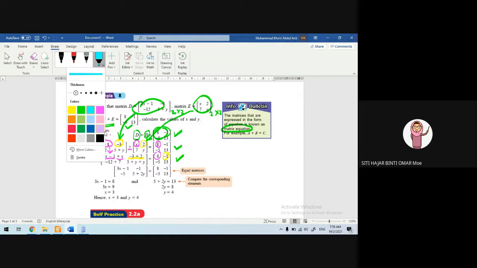Okay. Next, make sure you write down correctly. -12 with 7. -12 is 7. And last one, 5 plus what? And y. So 5 plus y plus what? Okay. So after this step, you add or you solve this one. You solve the equation. You solve the linear equation. Okay.